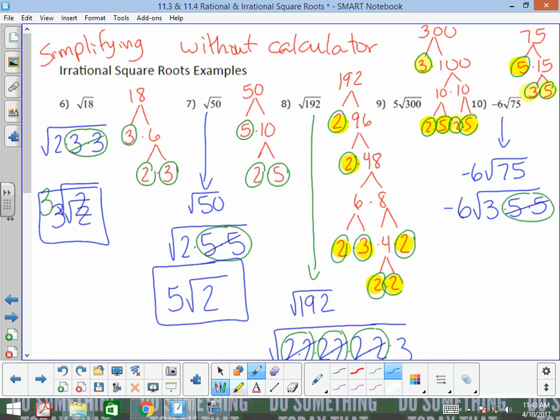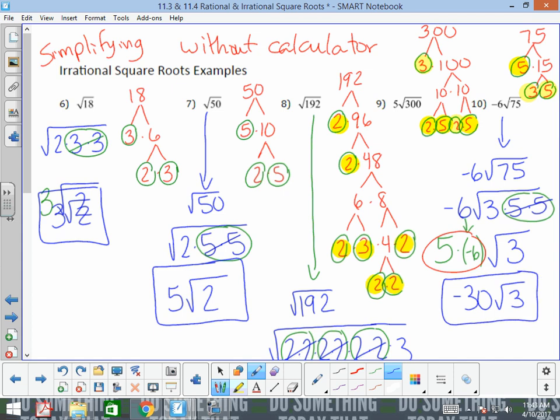Square root of 5 times 5 is just 5. So 5 is going to come out. Notice there's a negative 6 already out here, so that 5 is going to multiply by the negative 6. 3 doesn't have a twin, so 3 is going to stay inside the radical. So I'm going to multiply 5 times negative 6, and that is negative 30 square root of 3.